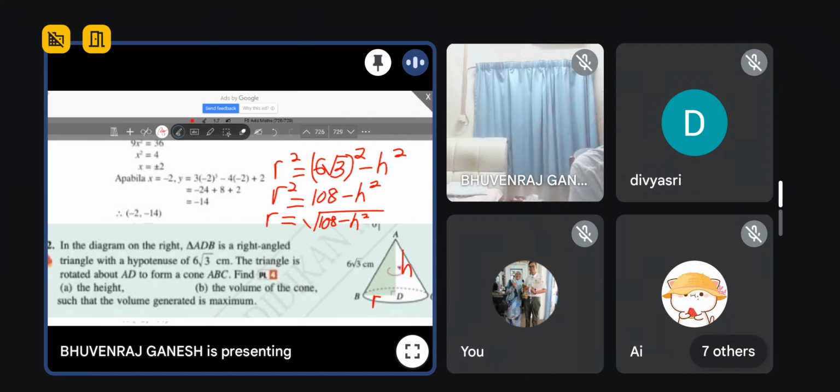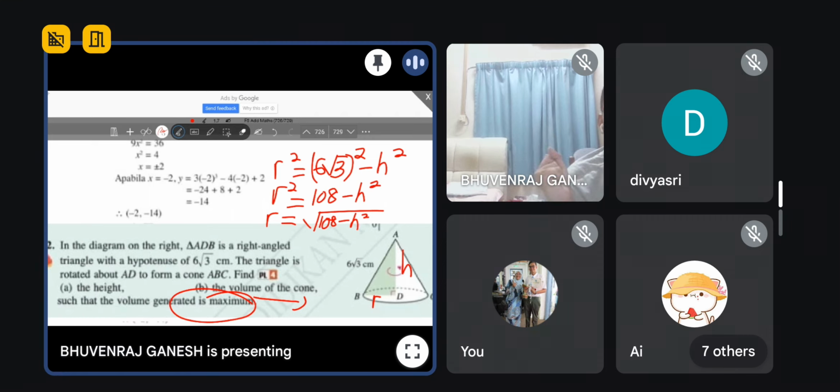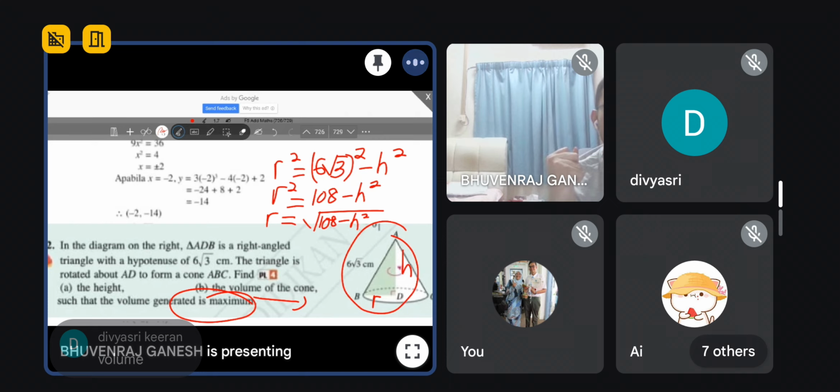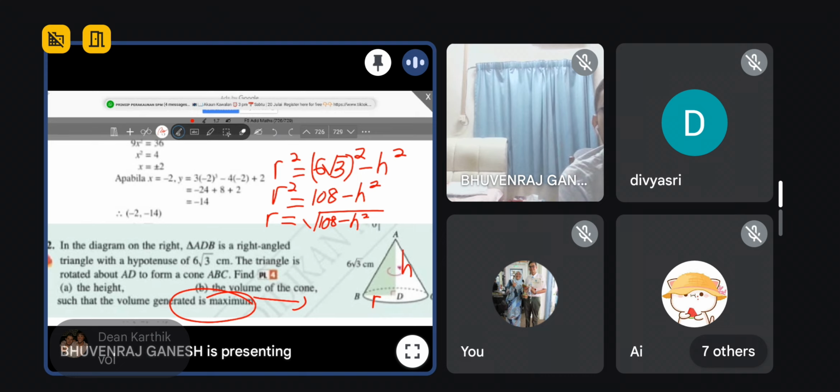Yang kedua. They ask you for the maximum. So you must take note of the keyword maximum, guys. Maximum means what? Sama dengan apa? Very good. Equal to 0. This means you must do differentiation somewhere along the way. So now you can form another equation. This is a cone, guys. So what can you think of? What can we find in a cone? Very good. Kita boleh cari isi padu. Find the volume of the cone. So volume of cone, what's the formula?